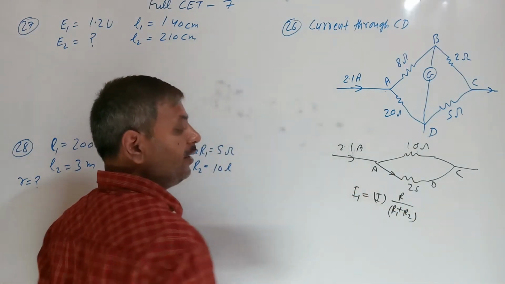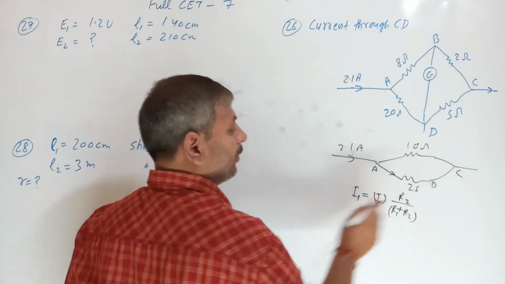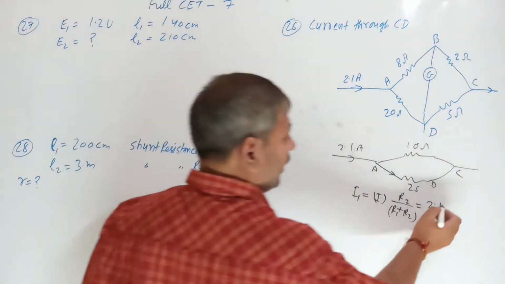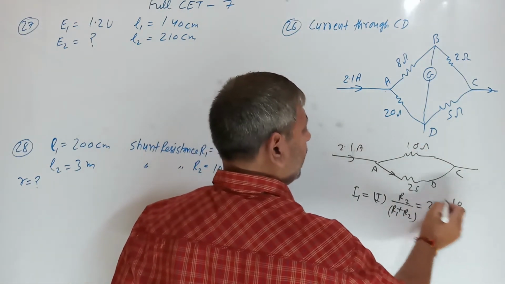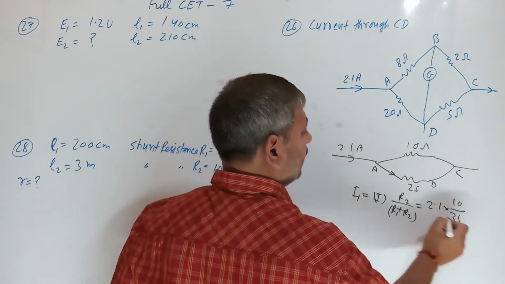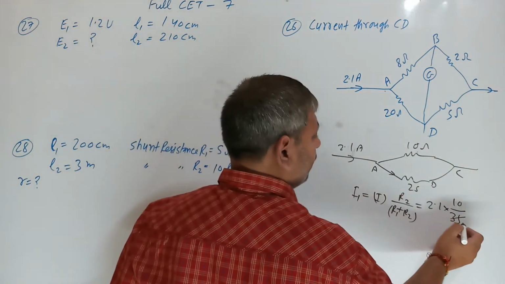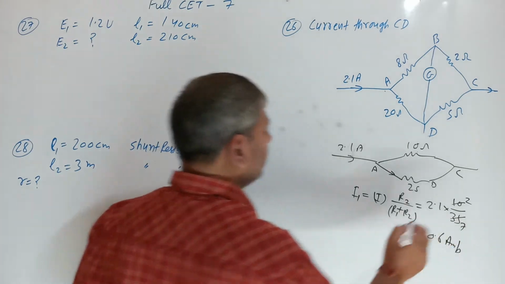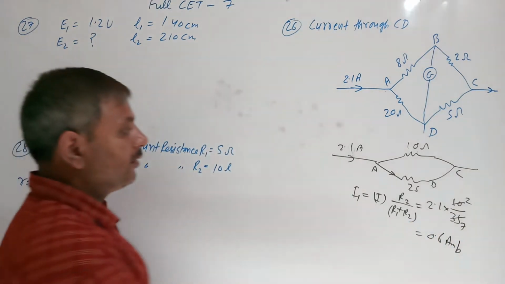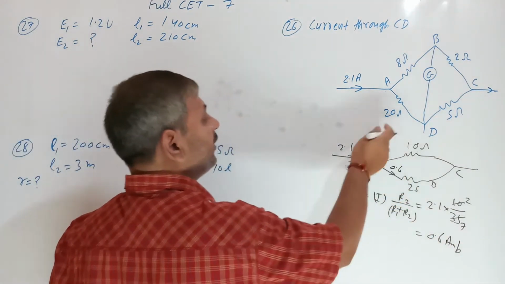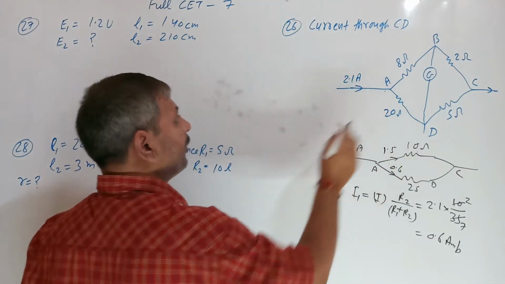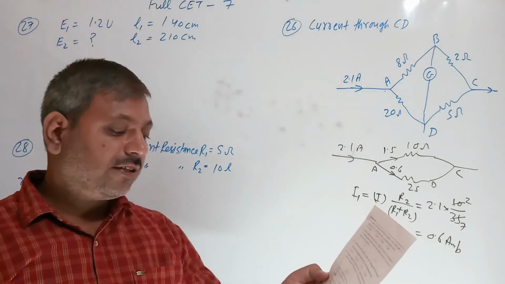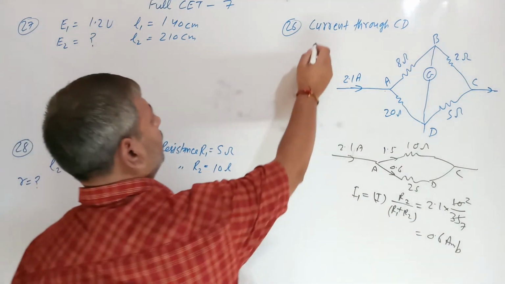If you want I1, so here R2 upon R1 plus R2, that is 2.1 multiplied by R2, that is 10, upon 10 plus 25, this is 35. So 5 7s are 35, 5 2s are 10, 7 3s are 21, so that will be 0.6 ampere. So current through this branch is 0.6. If they have asked this branch, 1.5. So you can see here in question number 26, option B will be the correct option.